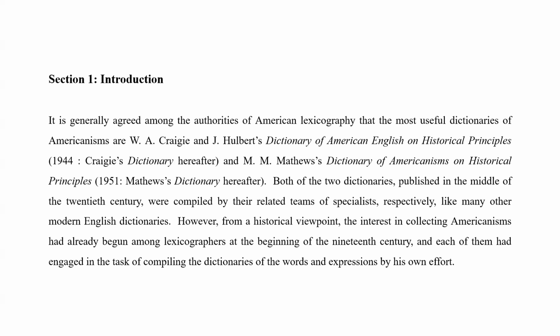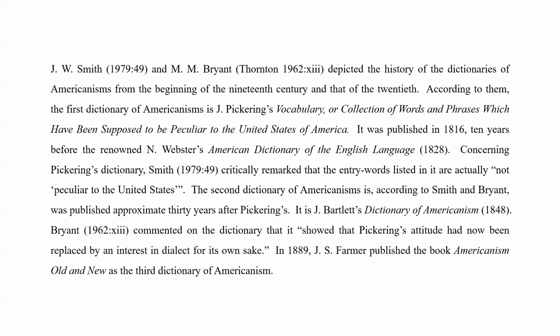However, from a historical viewpoint, the interest in collecting Americanisms had already begun among lexicographers at the beginning of the 19th century, and each of them had engaged in the task of compiling the dictionaries of the words and expressions by his own effort. J. W. Smith and M. M. Bryant depicted the history of the dictionaries of Americanisms from the beginning of the 19th century and that of the 20th. According to them, the first dictionary of Americanisms is J. Pickering's Vocabulary, a collection of words and phrases which have been supposed to be peculiar to the United States of America. It was published in 1816, 10 years before the renowned Noah Webster's American Dictionary of the English Language, 1828.